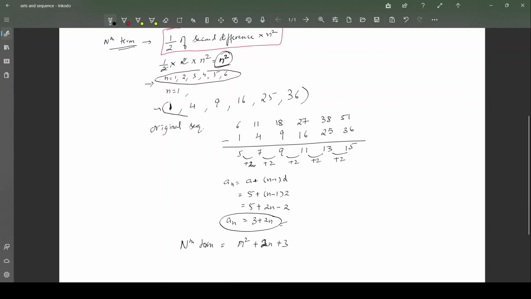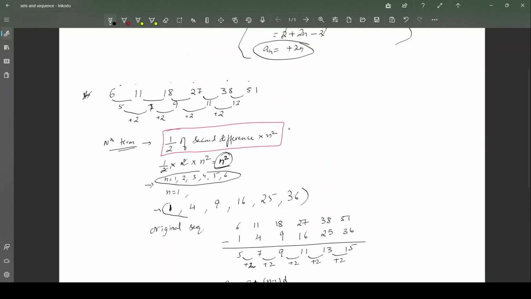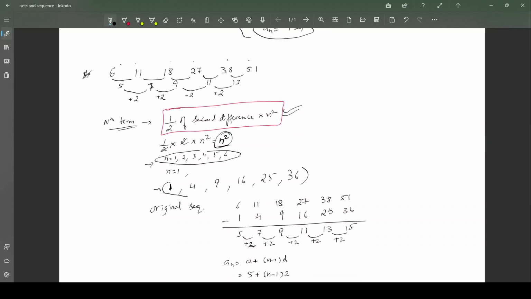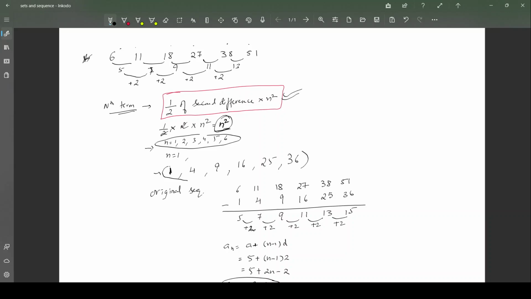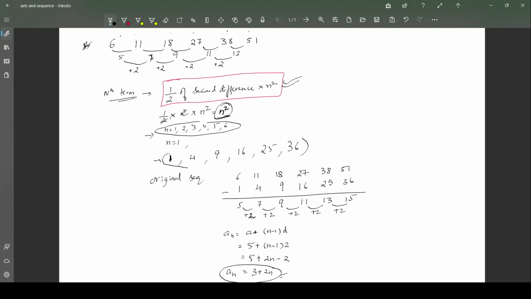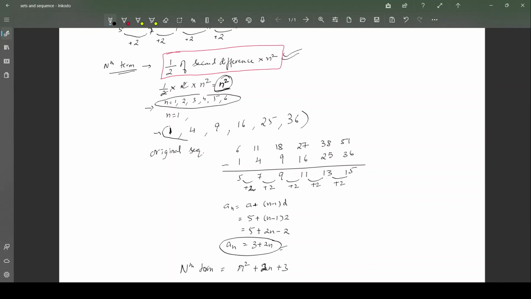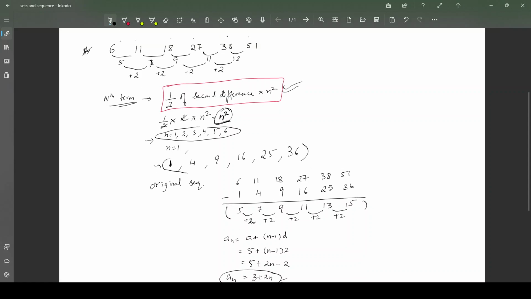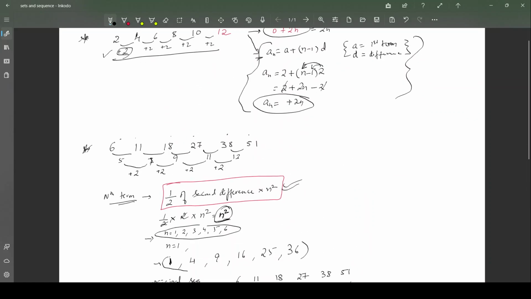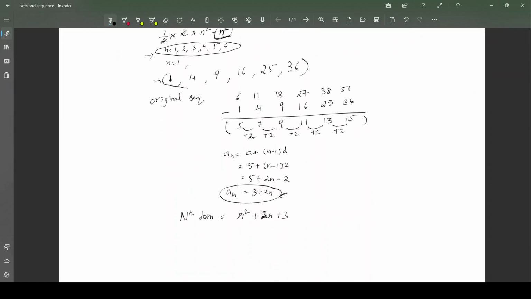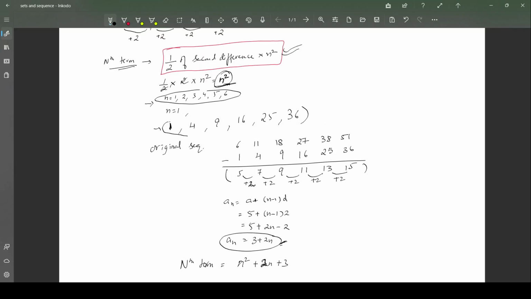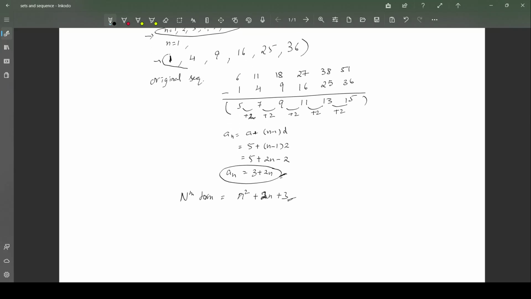This is the formula that you have to keep in mind: half of the second difference into n square. Once we have done that, we will put the values 1, 2, 3, 4, 5, 6 into n square and get a sequence. We subtract that sequence from the original sequence and again get some difference. As usual, this sequence needs to be solved by the first method that we discussed, and you will get some nth term of it. The first nth term and the second nth term you have to add to find the answer.